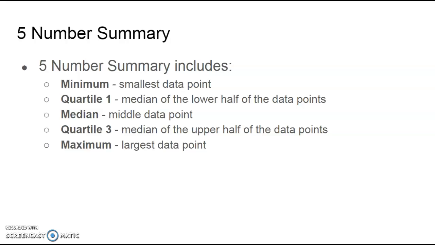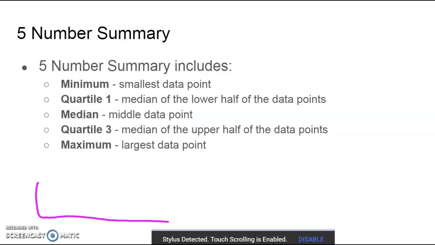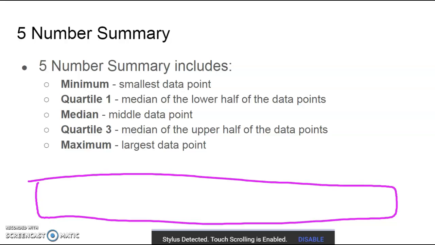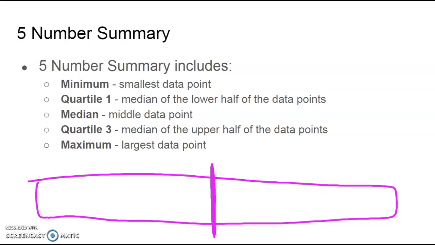So if we were thinking about our data as this rectangle right here, it's all listed, right? Our median would be right here in the middle. It's our very middle term. Our maximum would be down here. Our minimum would be over here. So smallest term, middle term, largest term.